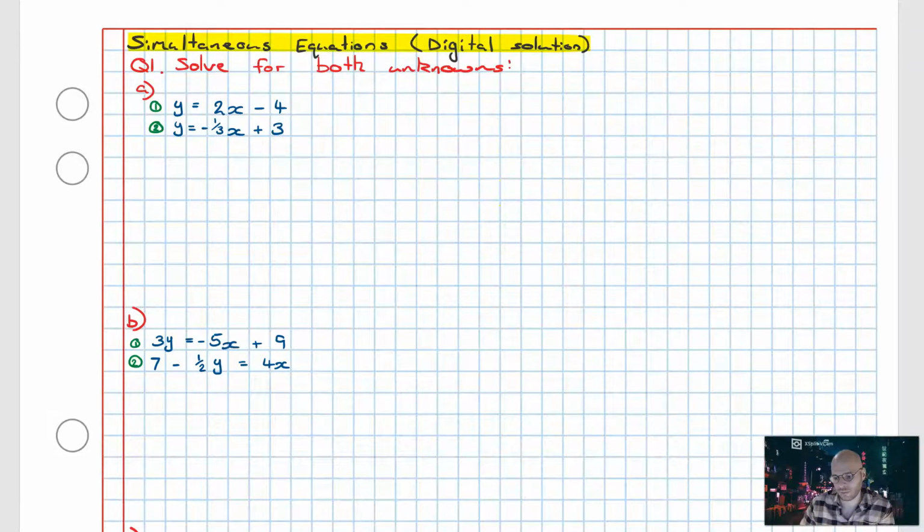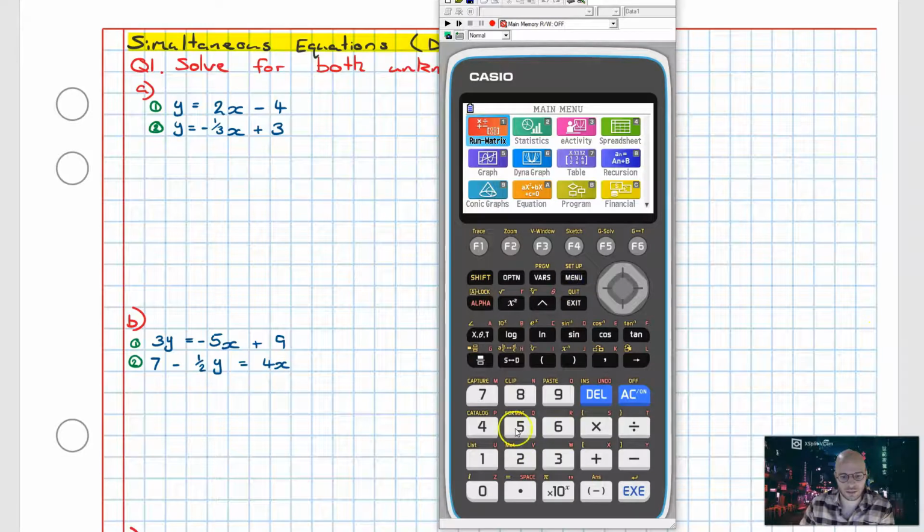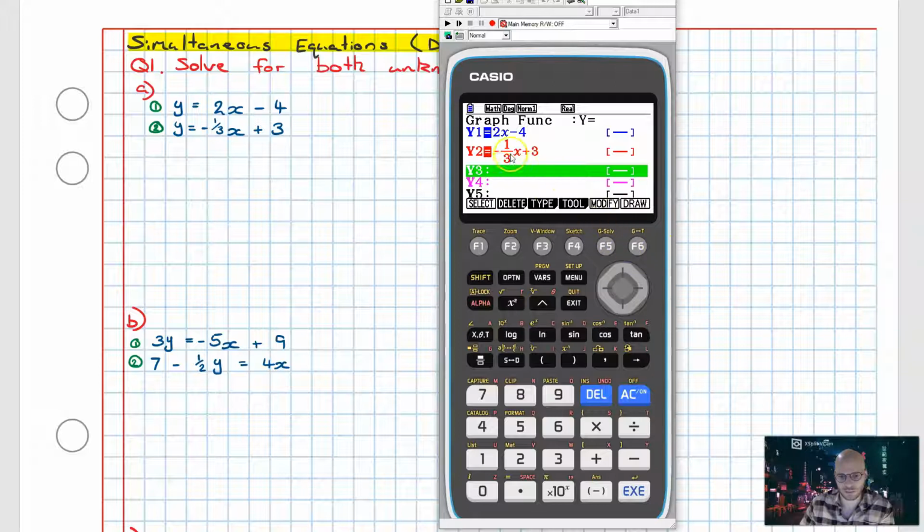Now the first method, we simply need to bring up our calculators, go to the top menu by pressing menu, and then we click on 5 to go into the graphing feature here. Now next step is we have to put in the equations themselves in slope-intercept form. So y equals something. So it's going to be y equals 2x minus 4. And then the second one is going to be y equals negative 1/3 x plus 3. And then we need to graph. The point at which the two lines intersect each other is going to reveal the solutions for x and y for this system of equations.